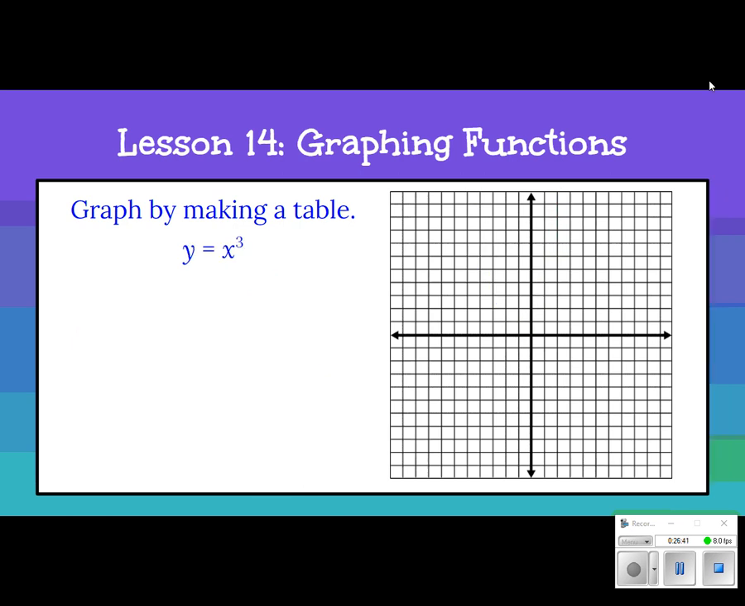Okay, we're going to make a table. We've got cubes. We're cubing things. You know what that means, right? We're taking something and multiplying it times itself 3 times. X cubed is x times x times x.